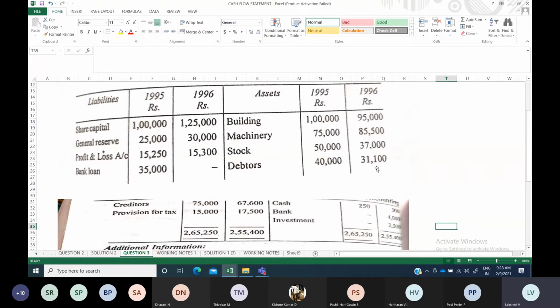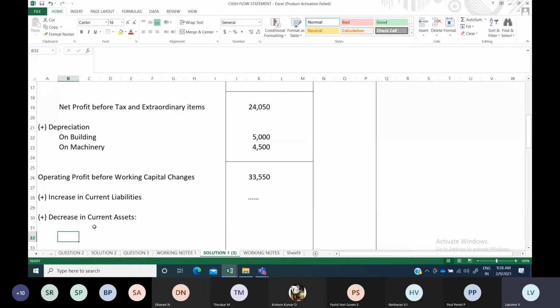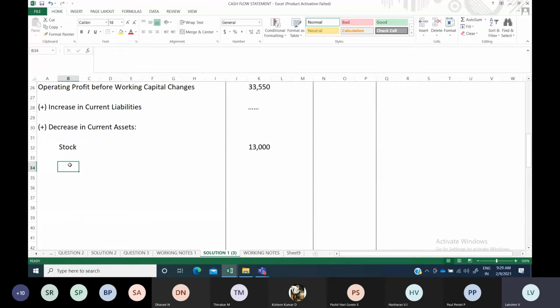50,000 minus 37,000 is 13,000 actually. So that amount has to be taken as a decrease. Okay, you have to mention particularly what item it has become a decrease. Decrease in current asset, you cannot just show like that itself. What item, which item, what is the amount for that? You have to write all those things. Okay, so 13,000 amount. And then debtors also got decreased.